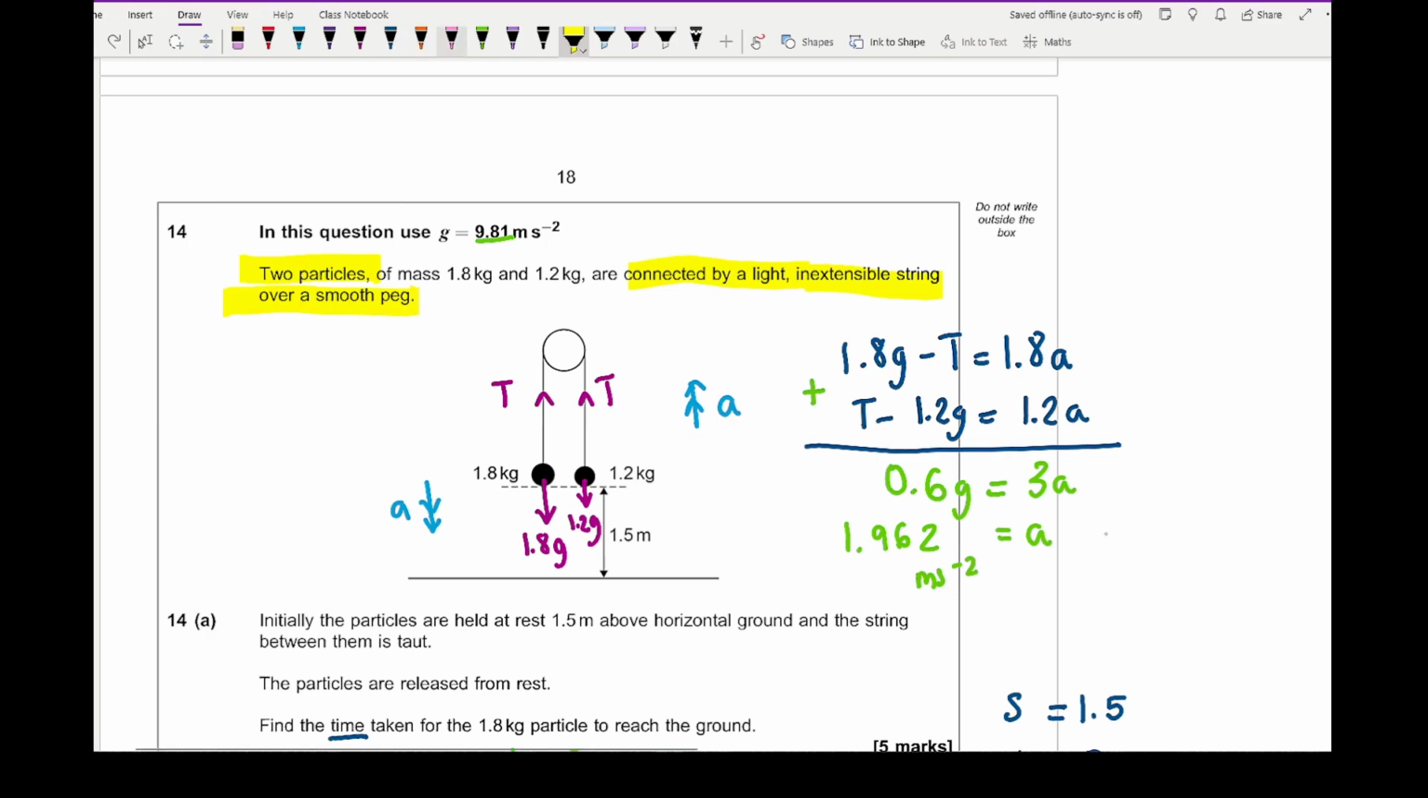If the particle is going to go from its resting point to hit the ground, so it's got to travel all the way to the bottom here, we have to assume something about the string and the fact that the string is long enough to allow the 1.8 kilogram particle to reach the ground before the 1.2 kilogram particle reaches the pulley, because if the string isn't long enough, then that's going to affect the question. So our assumption is to do with the string being long enough for the 1.8 kilogram particle to reach the ground before the 1.2 kilogram particle reaches the pulley.